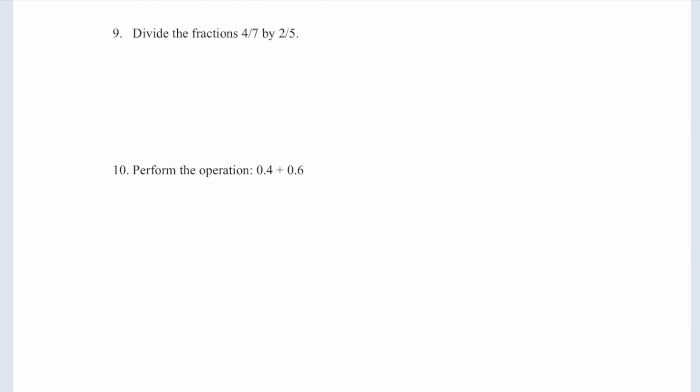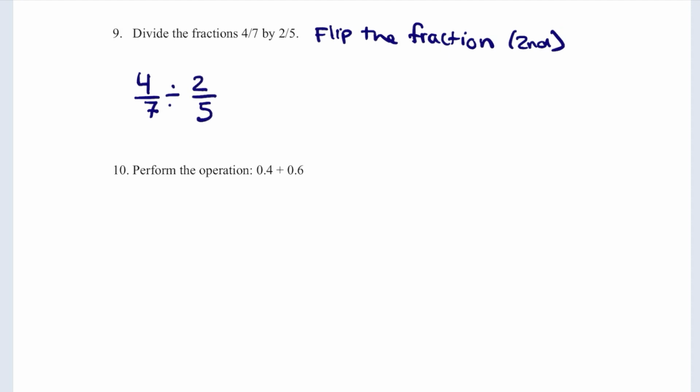Then when we come down to dividing fractions, this has an extra step. It's very similar to multiplying, but what we have to do is we have to flip the fraction. And we're going to flip the second one. So I'll show you what I mean. So we're going to have 4 over 7 divided by 2/5. So in order to do this, we're going to flip the fraction and multiply.